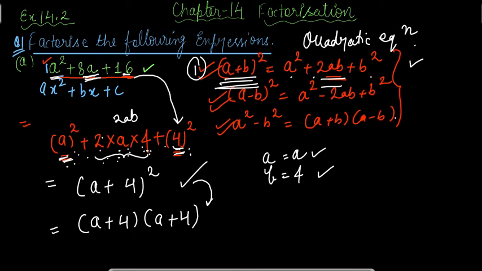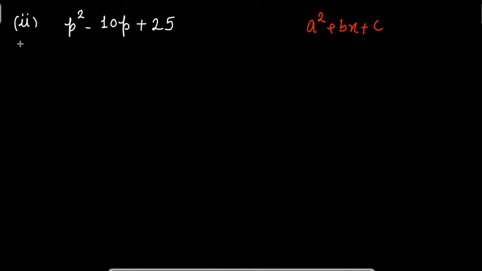Okay, moving to the second part of the question, which will give you better clarity as we move to further questions. It is p square minus 10p plus 25. Now again I'll tell you the same thing. First thing, identify. A square plus bx plus c, again it is a quadratic equation of p. The powers of p are decreasing.